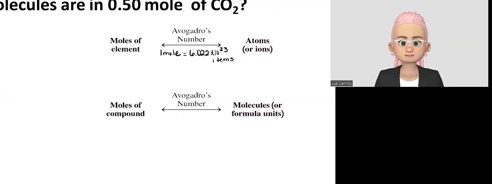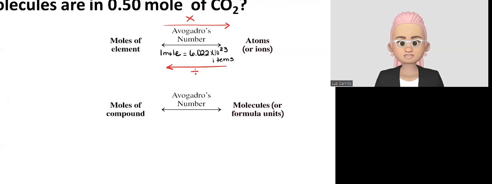The idea is that since we are going to cancel units diagonally because of dimensional analysis, if you're given moles and you need to find atoms, so you're going in this direction, what you're going to do is multiply by Avogadro's number. In the case that you're given atoms and you need to find moles of an element, meaning that you're going in this direction, then you will be dividing by Avogadro's number.